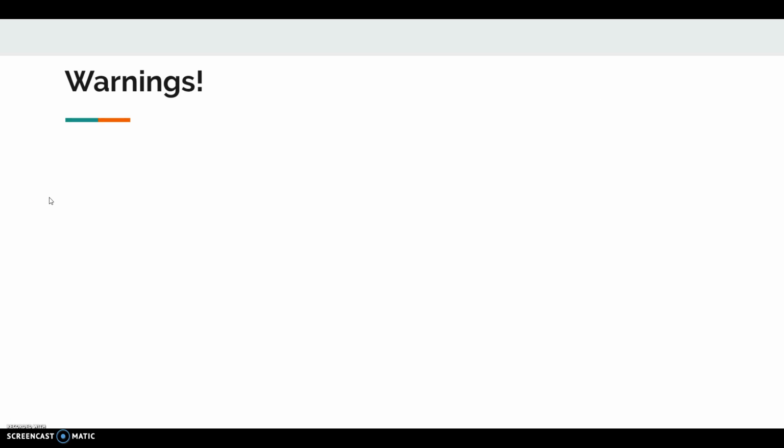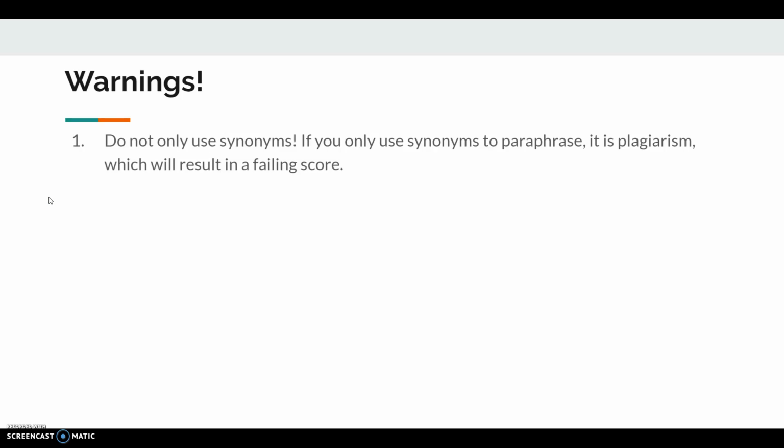Now let's discuss a few things we need to be careful about. First of all, we don't want to only use synonyms. If we want to paraphrase a sentence and we only change one word for one word throughout the sentence, it's actually going to be plagiarism. It's not a good thing. So we need to always do the sentence structure change and also the word form changes before we do synonyms.